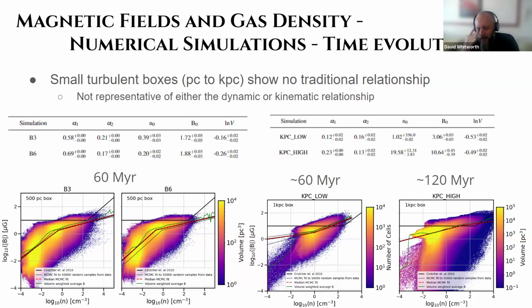So in 1976, there was a paper where the original slopes came up. One was 0.5 and one was 0.66, depending upon how the gas collapsed. And we don't see that at all in these turbulent boxes. And so, well, we've got turbulence, we've got star formation, we've got supernova. Why do we not see this relationship arise?